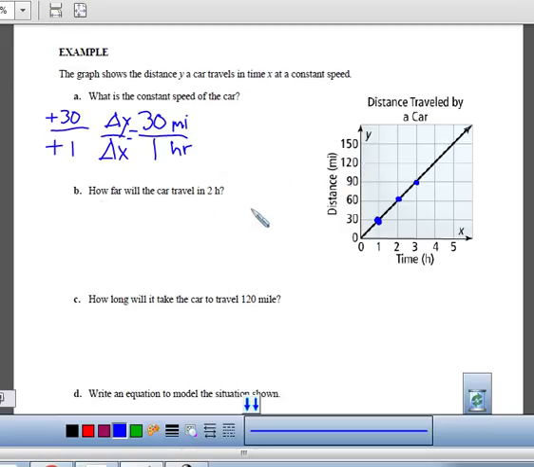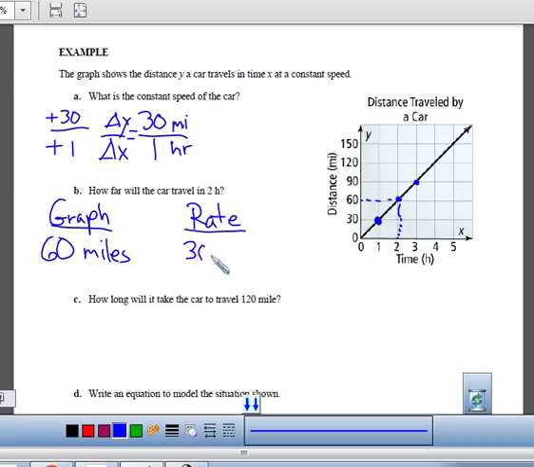How far will the car travel in 2 hours? Okay, well that's easy. You can look at the graph and follow up where it's at 2 hours and then follow it over and you get 60 miles. Make sure you include your labels. If you didn't want to use the graph, you could use the rate. Well, if it's traveling 30 miles in 1 hour, what's it traveling in 2?